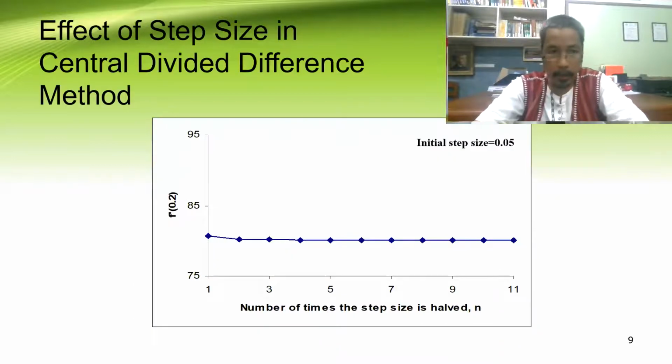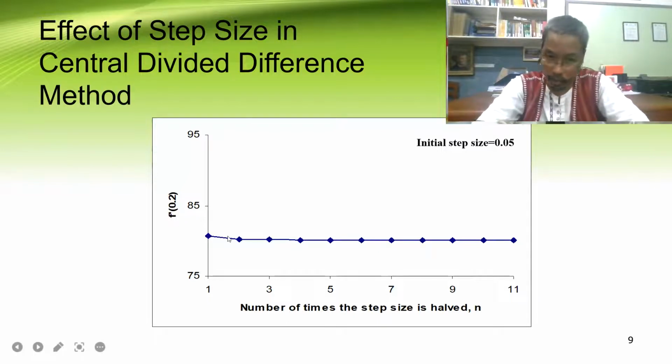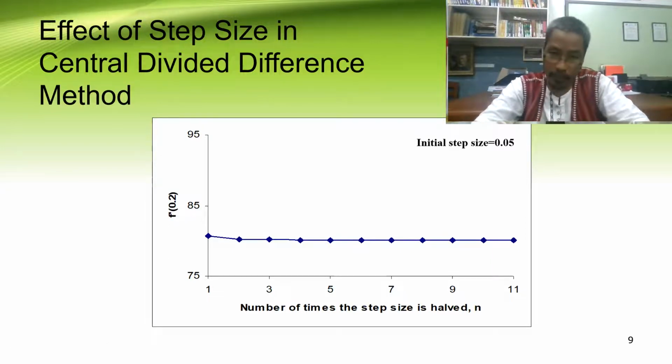So what is the effect of step size? How can we do this? Tabulate the values that we calculated. We calculated almost the same value, 80 point something. From the start, you already calculated 80 point something, but still, we are going nearer and nearer to the true value.